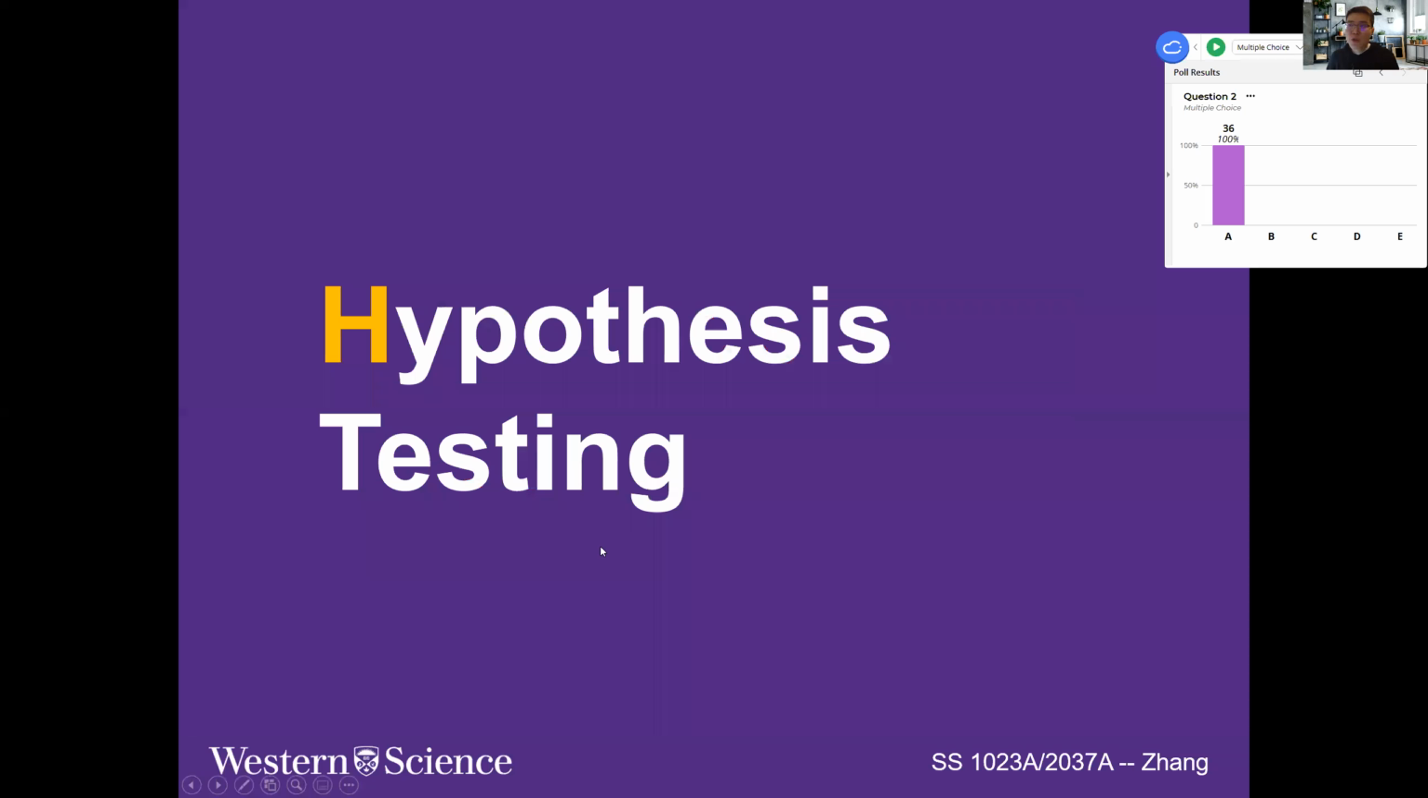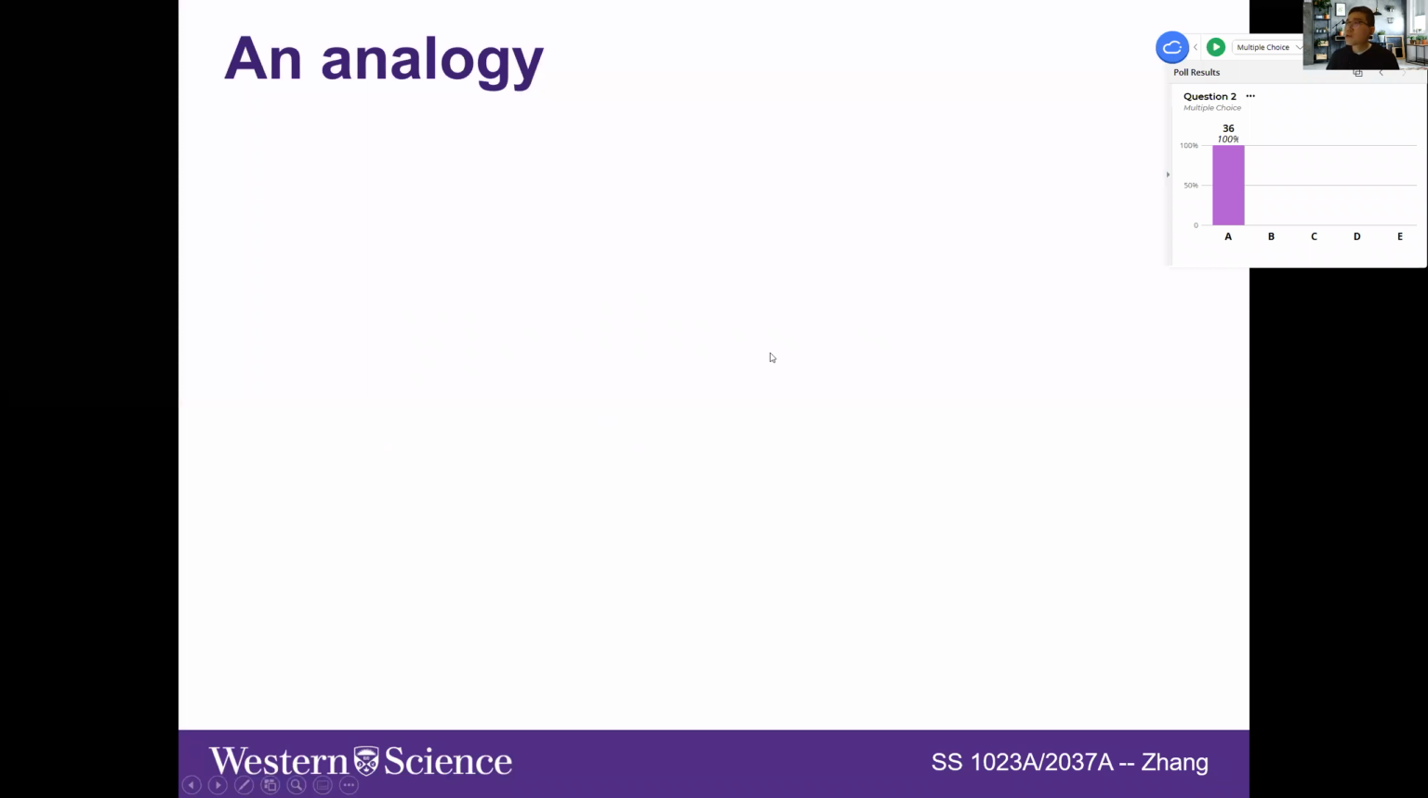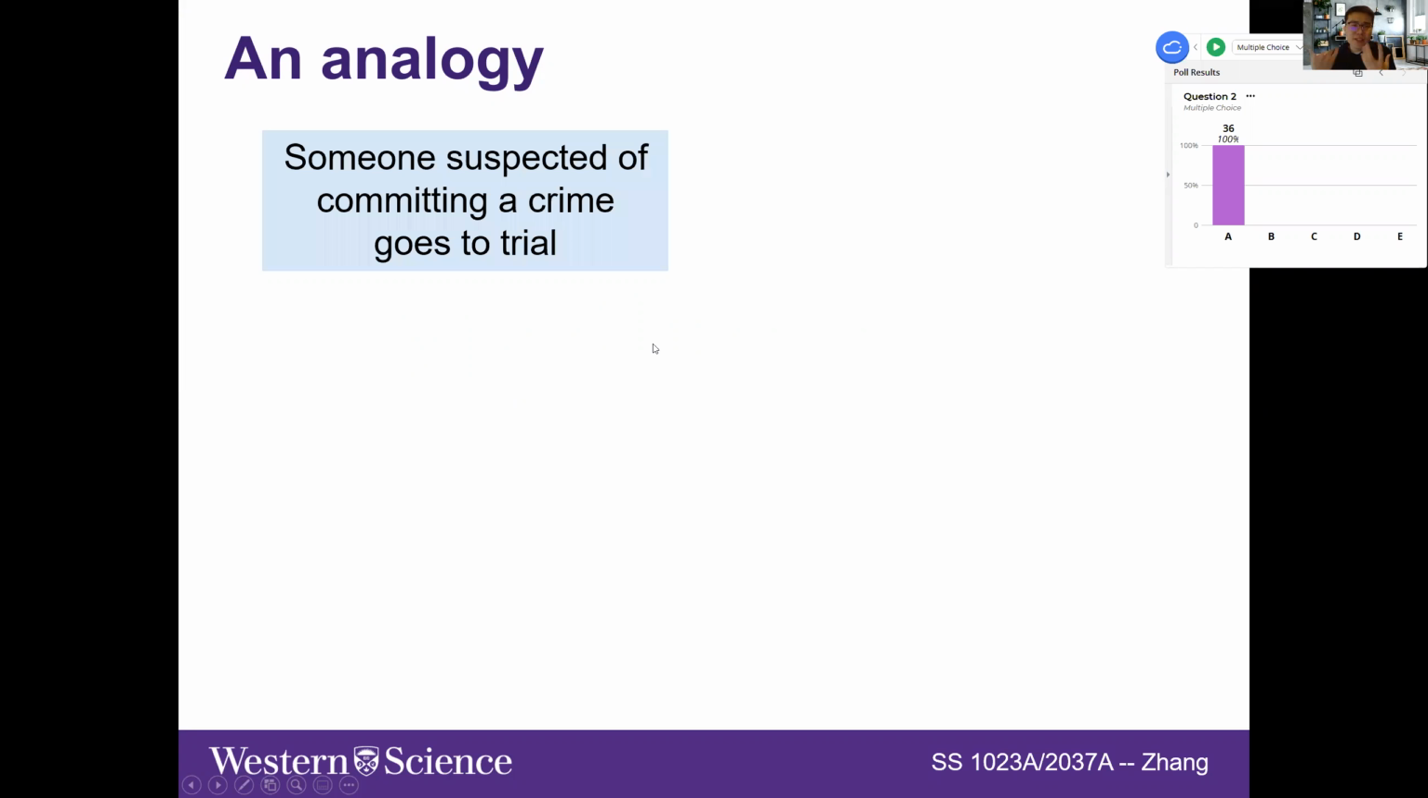So to answer that question, we are going to go through the hypothesis testing procedure. First, just for an analogy, imagine we have a suspect, and we suspect that this individual committed a certain crime, and we bring him to the court. What's the process of a trial like? First of all, we just assume this individual to be innocent, right? That's the usual procedure for a trial.